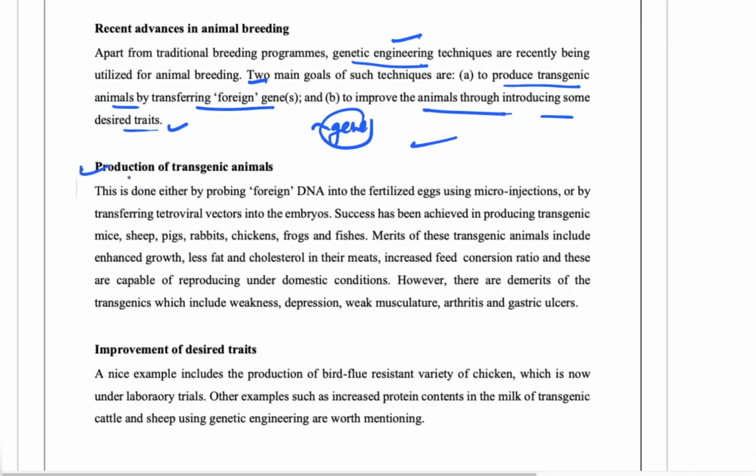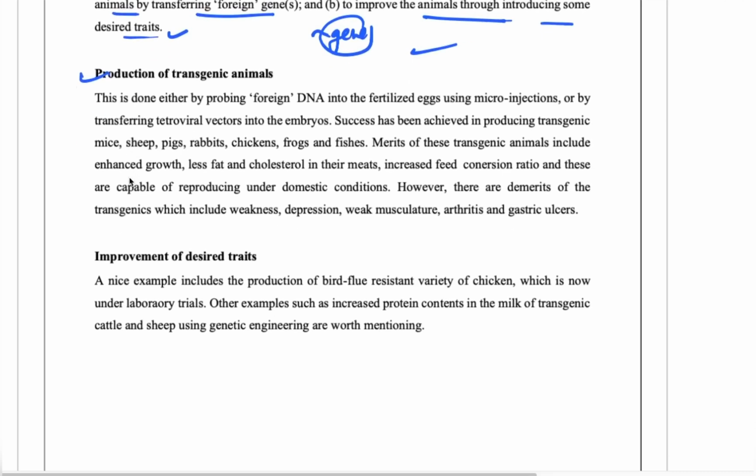Then there is production of transgenic animals. This is the important part. So basically foreign DNA is introduced into the fertilized egg with the help of microinjection, or you can do this by transferring a retroviral vector into the embryo. Now these are techniques which I will discuss with you in coming lectures. So if you are not able to understand it right now, it's okay, we'll discuss this thoroughly in the coming lecture. So basically transgenic animal production is there in animal breeding programs, right?